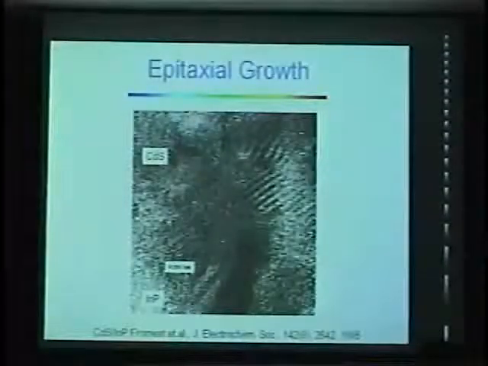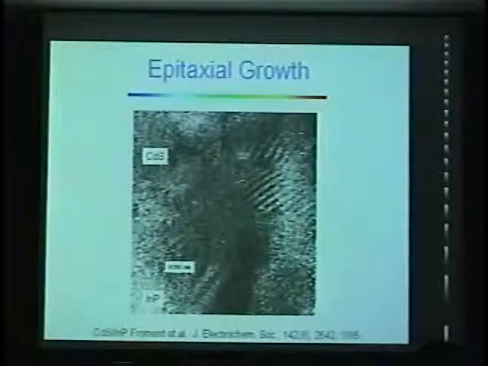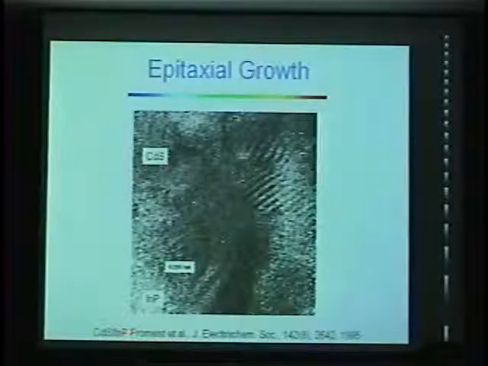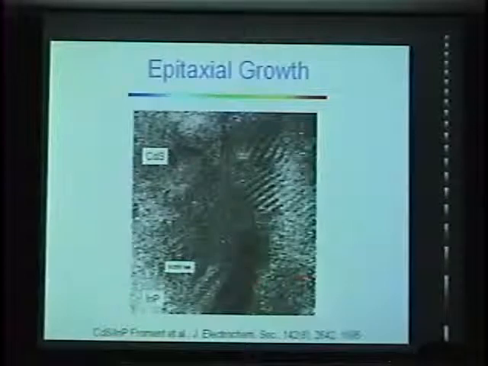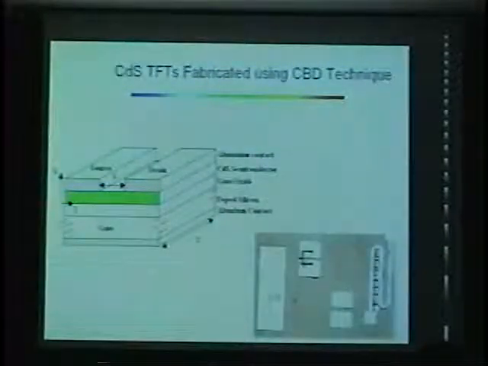But amazingly, you can get epitaxial growth. Although this is quite a cheap process, if you put in a single crystal substrate, like a 111 indium phosphide, then you can grow epitaxial cadmium sulfide film on the indium phosphide at very low temperature. So what we did is just try to make a transistor with this kind of film.